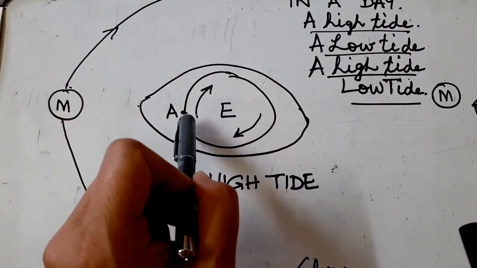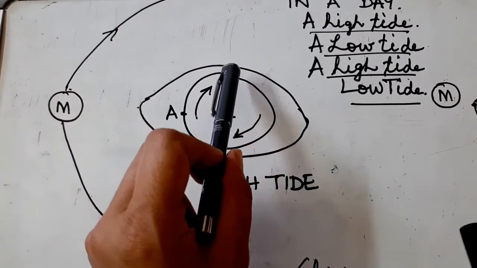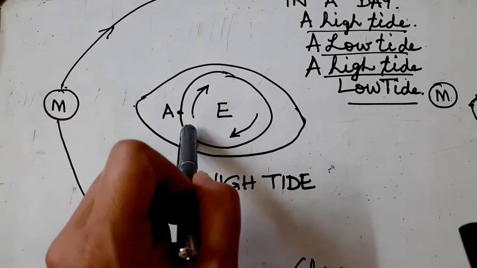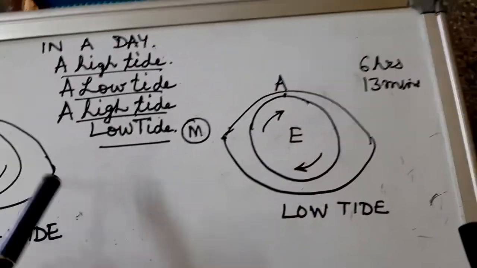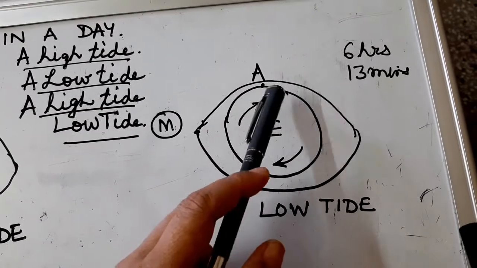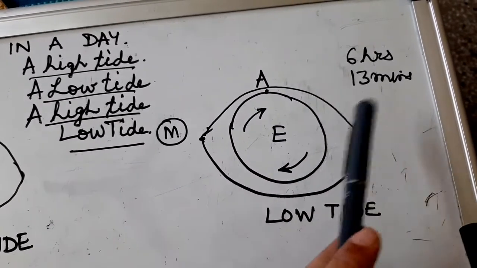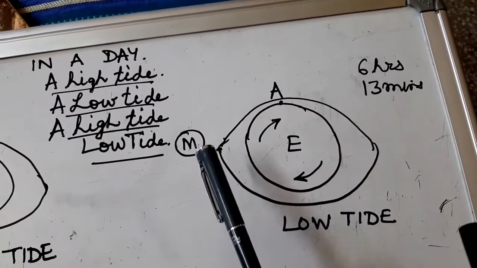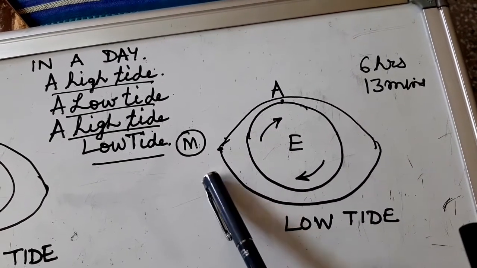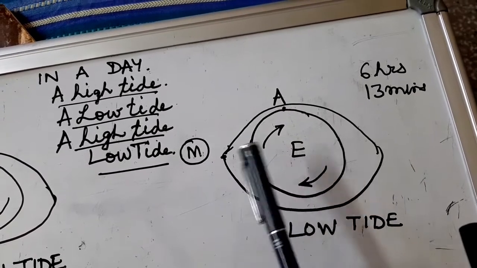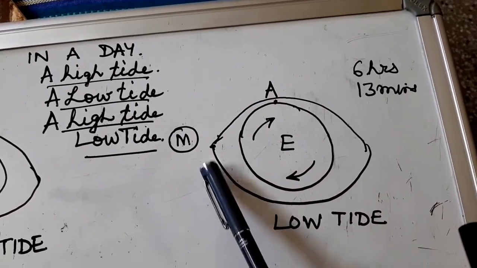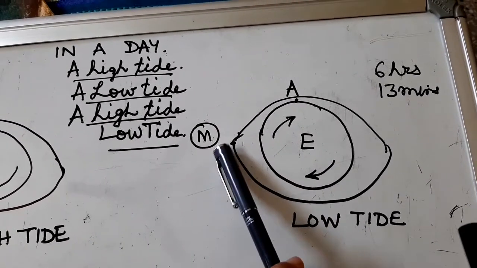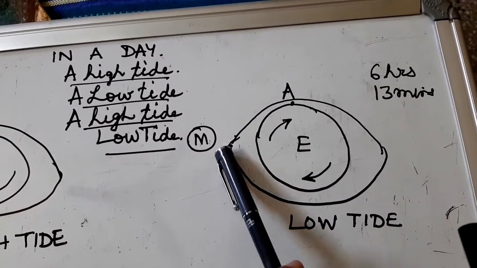After some time, point A would have moved to another position. Let's say after 6 hours and 13 minutes, the position of A will change. Now let's talk about the next position of A, when after 6 hours 13 minutes the earth has rotated, and now this is the position of A. And here we can see that the moon has also moved, but compared to the earth, the speed of revolution of the moon around the earth is very less. So there is not much displacement in the position of the moon.